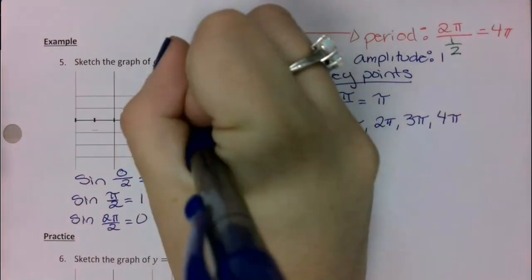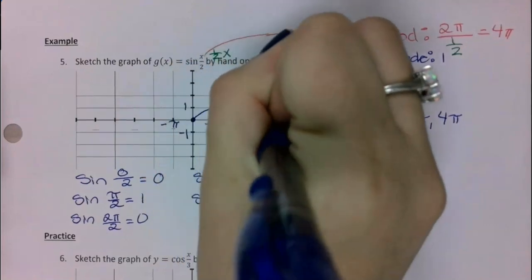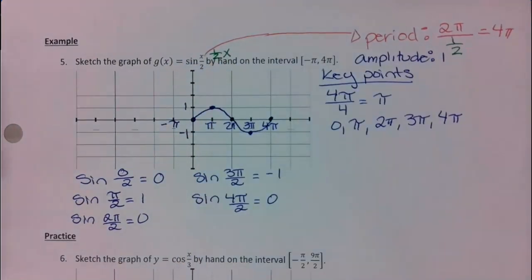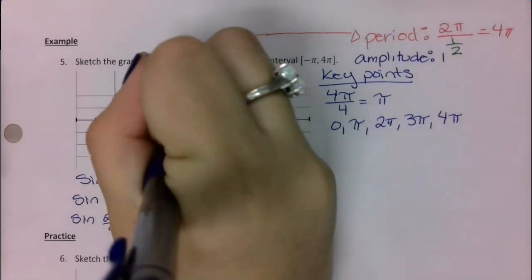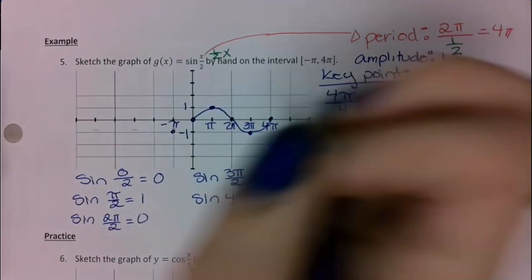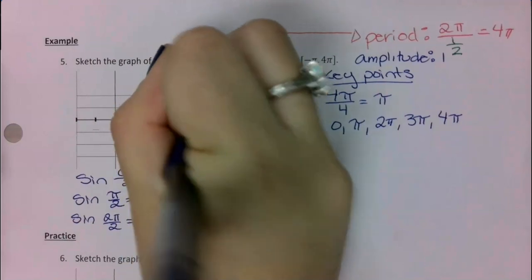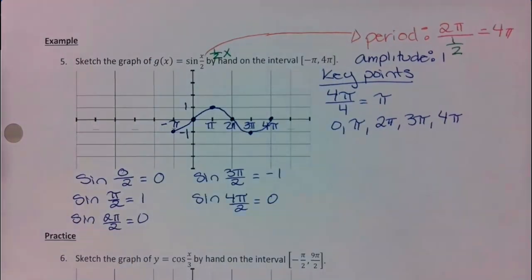Okay, so then I want to go ahead and connect my points. And then this one wanted me to go all the way back to negative pi, so I'm just going to go 1 point back, which is negative 1, and connect that. Questions here? So this one I just changed the period.